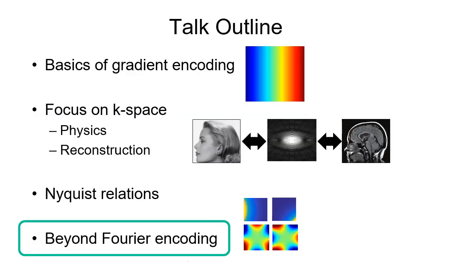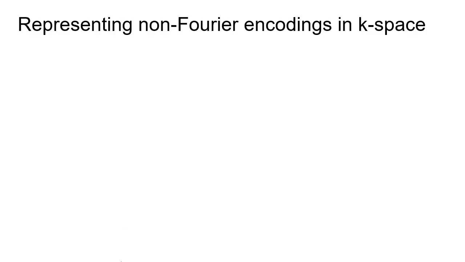Okay, so for my last few minutes, I want to talk about a topic near and dear to my heart, which is non-Fourier encoding or post-Fourier encoding. So can we represent these in k-space?